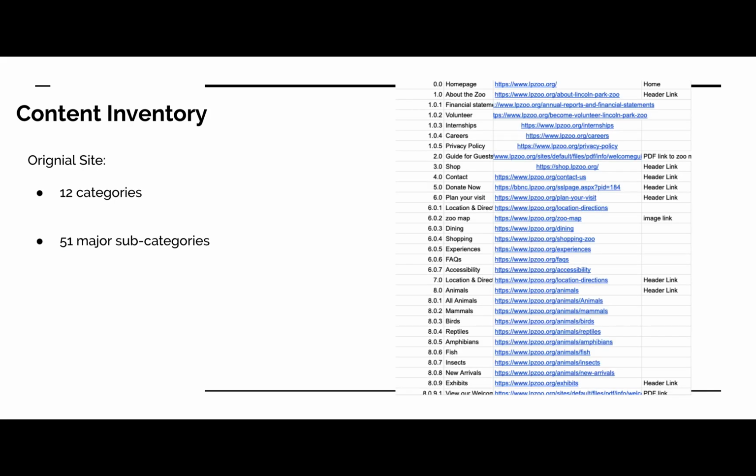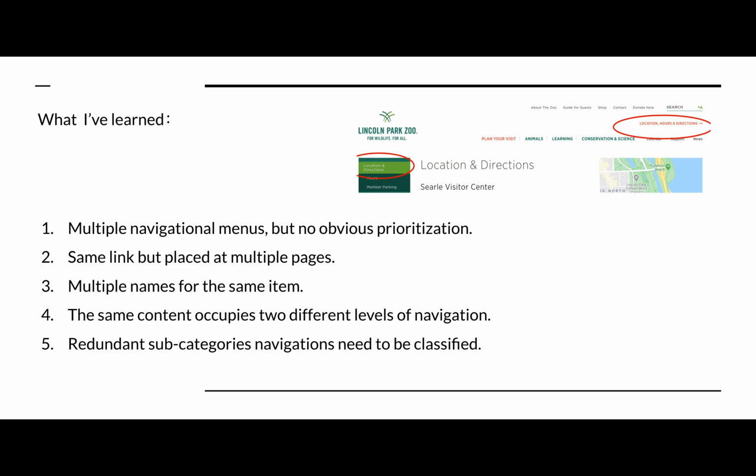Here is the content inventory I did in order to understand what content the website has and what content it should have. It has 12 categories and 51 major subcategories, and I found some problems: it has multiple navigational menus but no obvious prioritization, as you see with About the Zoo and Plan Your Visit. I don't know which takes priority over the other, and it does not show the prioritization.